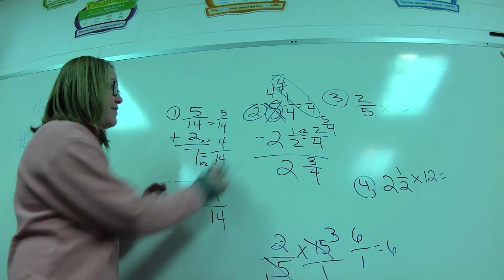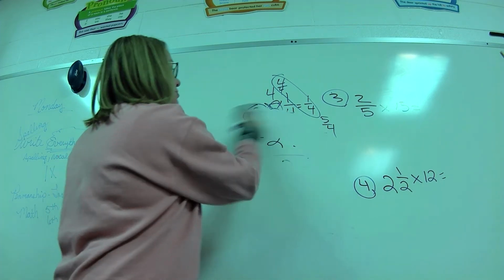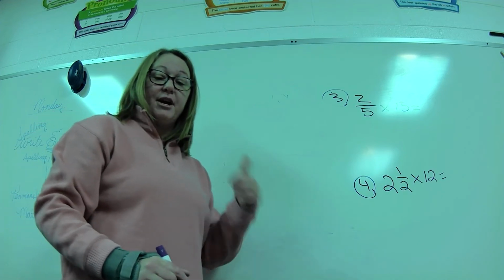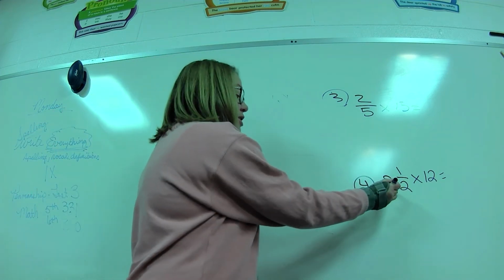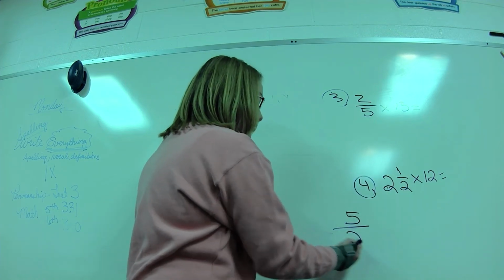All right, so over here we have a mixed number times a whole number. So let's take this mixed number and put it into an improper fraction. Well, remember, we take the whole number times the denominator plus the numerator. So we have 2 times 2 is 4 plus 1. Very good. 5 over 2.